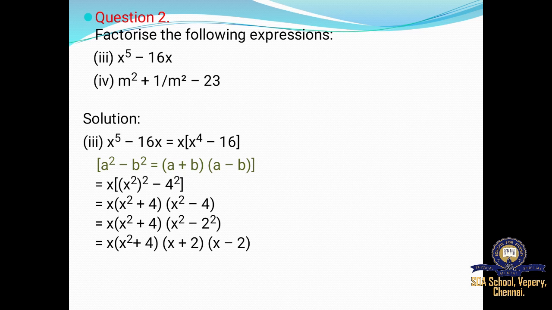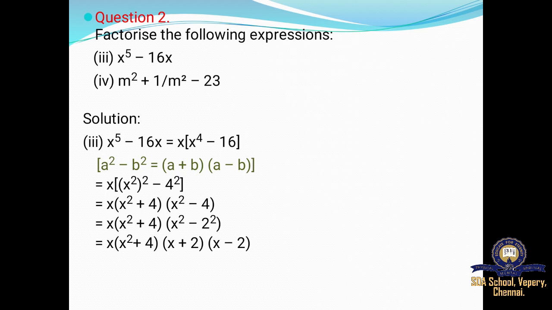Okay. Now, if you see this x power 4 minus 16, do you remember this identity which we studied in the previous class? a square minus b square. How can it otherwise be written as a plus b into a minus b? Am I right or not? Okay. Now take a as x square and b as what? 4. Basically take a as x square and b as 4. And then substitute in this formula.